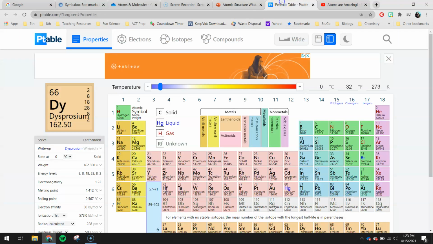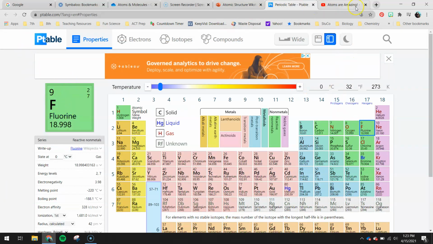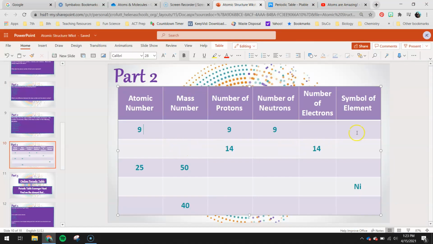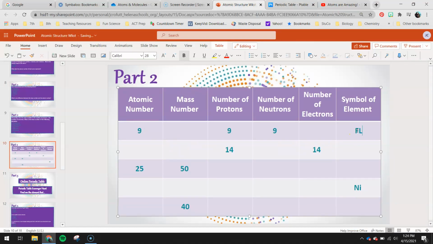So the atomic number is 9. I would look up my periodic table and find out that we're talking about fluorine here. So I would say, all right, symbol of the element is Fl. Okay, make sure your first letter is capitalized. If there's 2 letters, the second one's lowercase. Or excuse me, it's just F. I don't know why I did that.